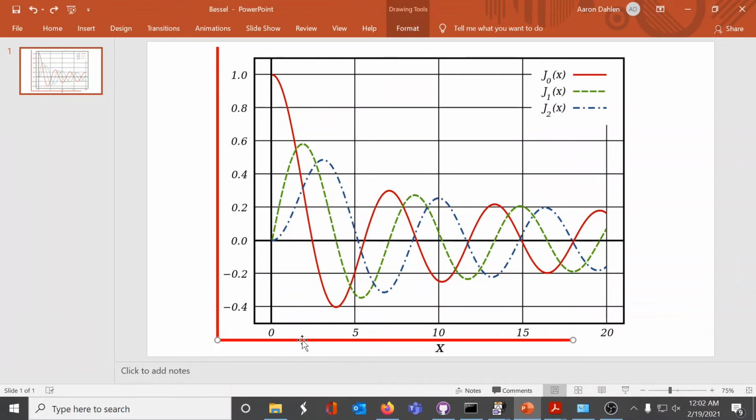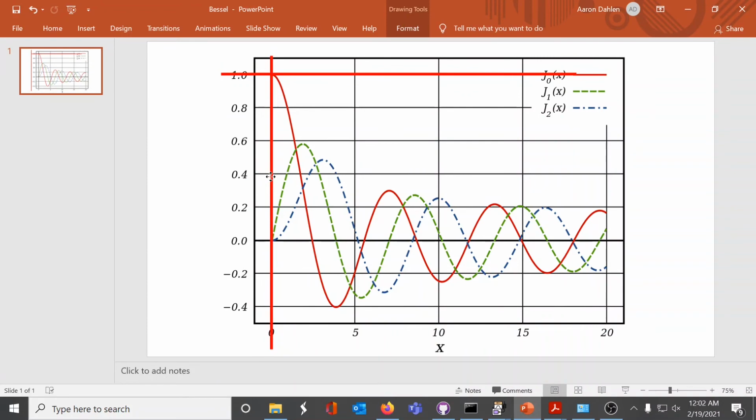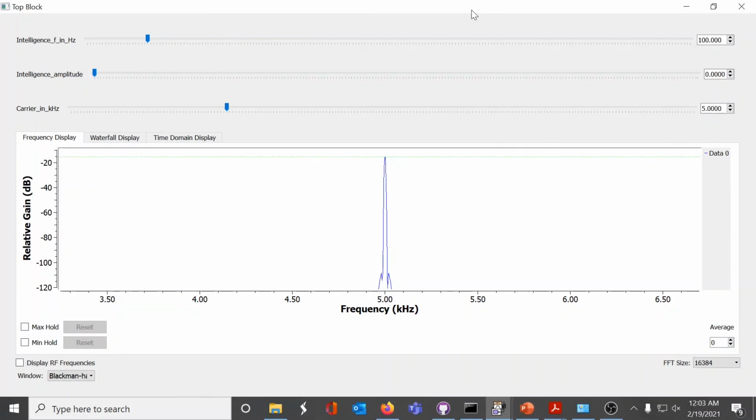What I'd like to do now is show you some of the special points on the Bessel functions. Let's take the condition where the modulation index is 0, and we find the carrier to be at the maximum amplitude. What we've just described is an unmodulated carrier. You see the intelligence amplitude is turned down to 0, and all that remains is the carrier.